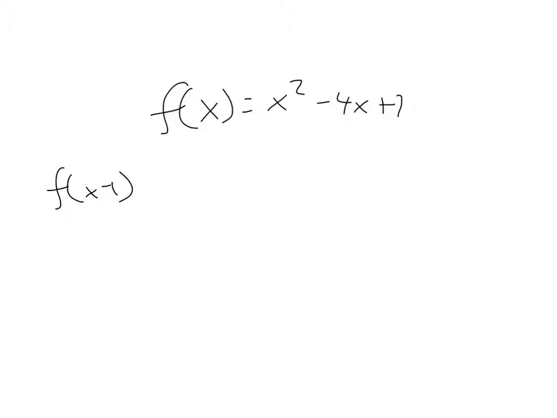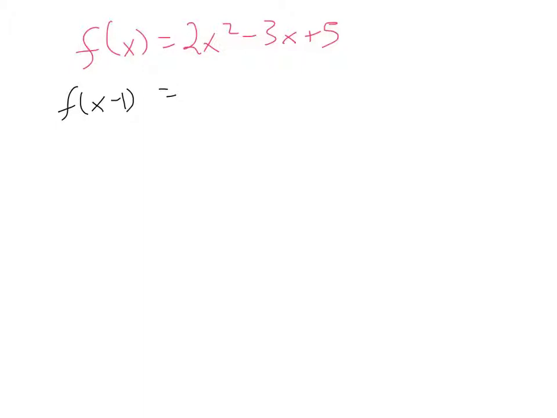Every time I see x, instead of writing x in this problem, right here, I wrote the wrong one down. And up here, I'm sorry, that's the wrong problem. My bad, I wrote the wrong problem. Let's delete it and write the right one. It's actually f of x equals 2x squared minus 3x plus 5. But now everywhere I see x, I'm going to write x minus 1.